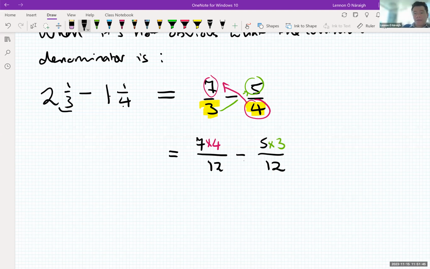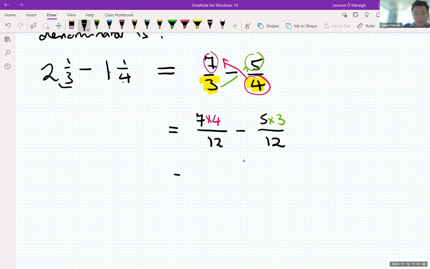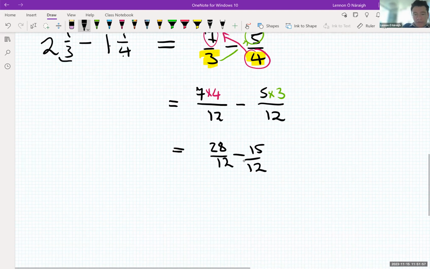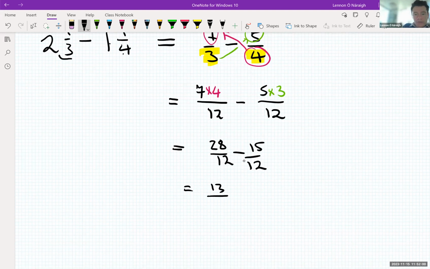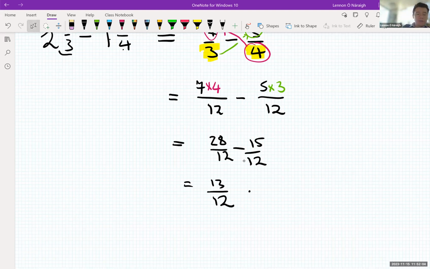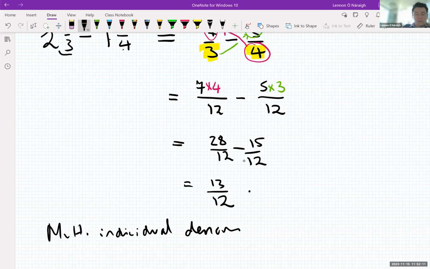And now I've made a common denominator. It's 12. So 28 over 12 minus 15 over 12. And this is 13 over 12. So that's the answer here. Multiply the individual denominators. And you cross multiply to find the new numerators of the upstairs.